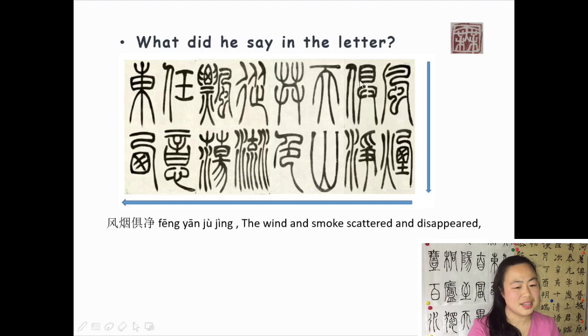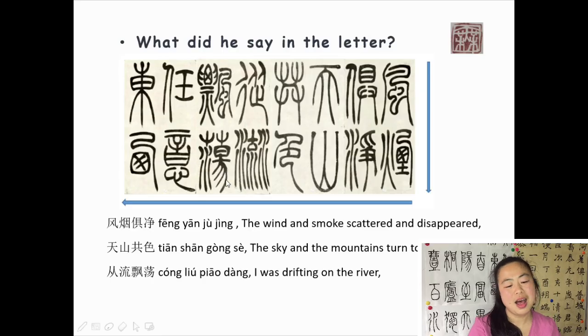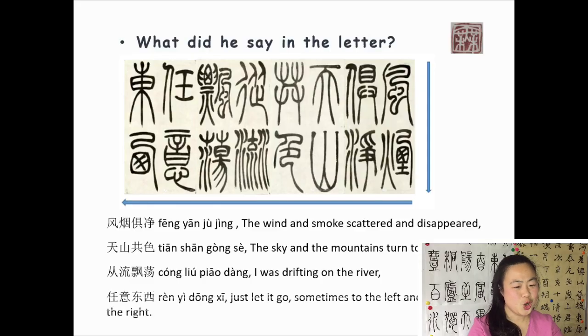And then the second 4 characters, 天山共色, which means the sky and the mountains turn into the same color. And then the third one, 从流飘荡, which means I was drifting on the river. Okay, now the 4th sentence, 任意东西, which means just let it go, sometimes to the left and sometimes to the right.